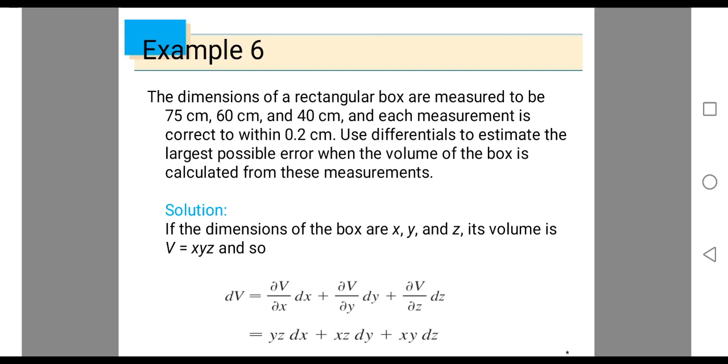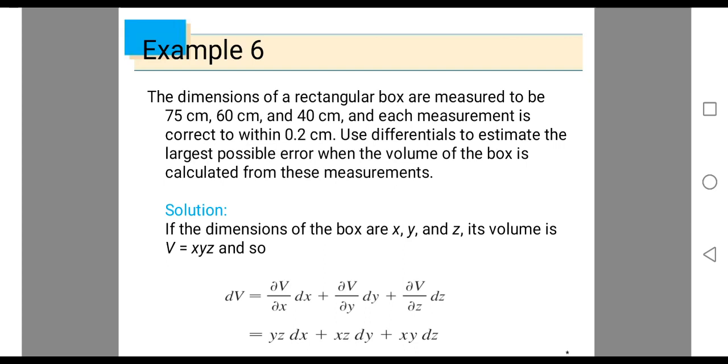Okay, here we go. If the dimensions of the box are x, y and z, three-dimensional, its volume is V is equal to x into y into z, right? And so what do we find? We will have our dV is equal to the partial derivative of V with respect to x into dx, plus the partial derivative of V with respect to y into dy, plus the partial derivative of V with respect to z into dz. So that's how we're going to find our error. Okay, so yz dx, xz dy, xy dz, right?